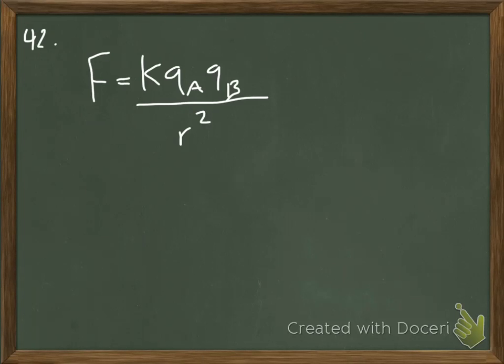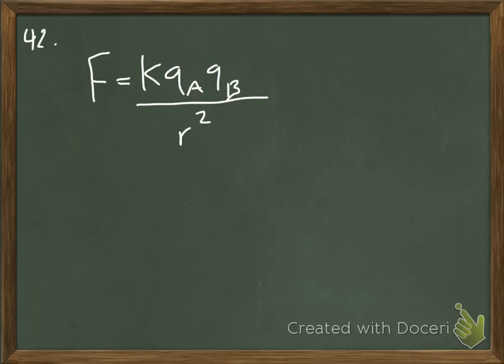For part A, we've got to think about what happens if QA is doubled. So if we take this over here and we double it, what's going to happen to the force? Well, if you double something in the numerator that's directly related to the force, then the force is also going to be doubled. So for part A, it's going to be times 2 as well.